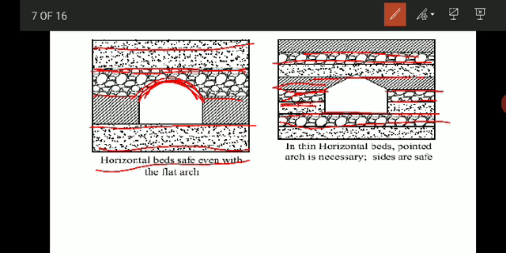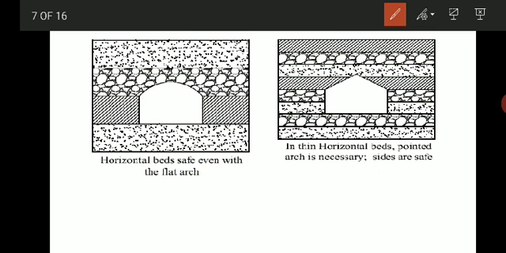So you have to provide lining, and the sides of the tunnel in horizontal bedded rocks may even be left unsupported, except when sheared or jointed rocks are present in the tunnel site. So here you have to modify the arc shape, a pointed arc you have to make. So in horizontal thin beds, the pointed arc is necessary and the sides are safe, whereas here in the thick horizontal beds it is safe even with the flat arc. So that is the difference when the beds are thick and thin bedded.